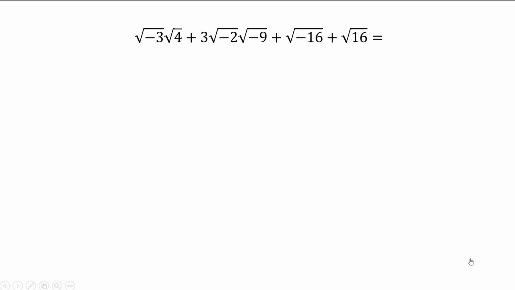You have the square root of -3 times the square root of 4, plus 3 times the square root of -2, times the square root of -9, plus the square root of -16, plus the square root of 16. I think that might be wrong in your notes. There's supposed to be a plus sign right here.